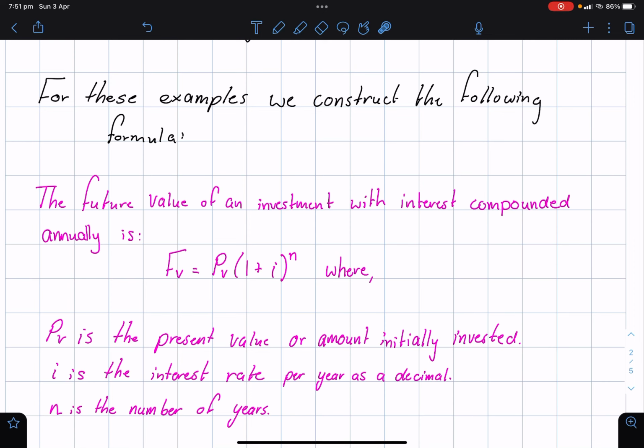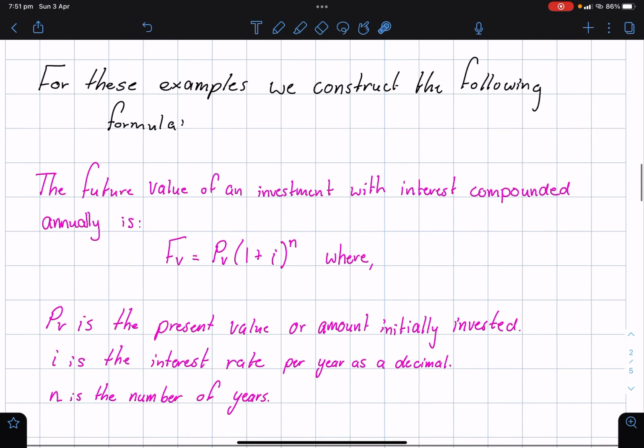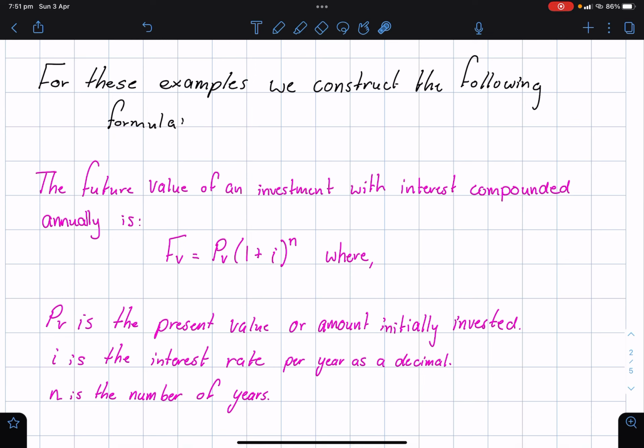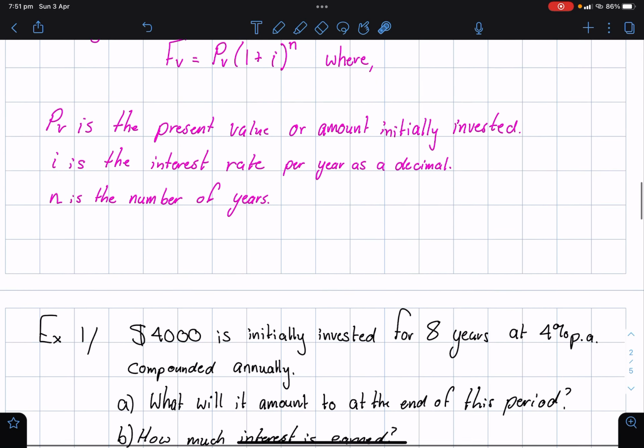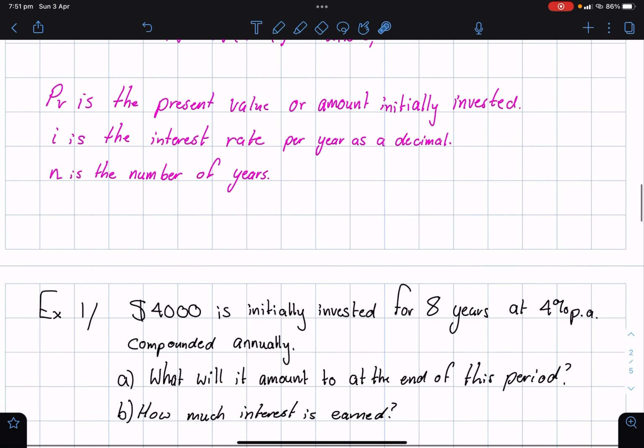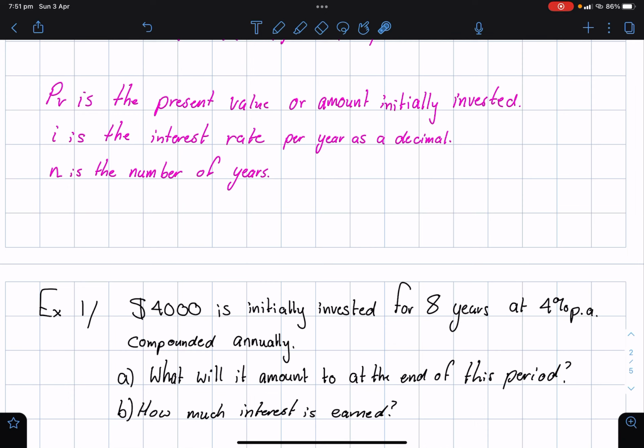For now, we're going to calculate annually, so we're going to leave that in whole numbers, okay? So example 1, this is a very common question that you would get about compounded interest early on.